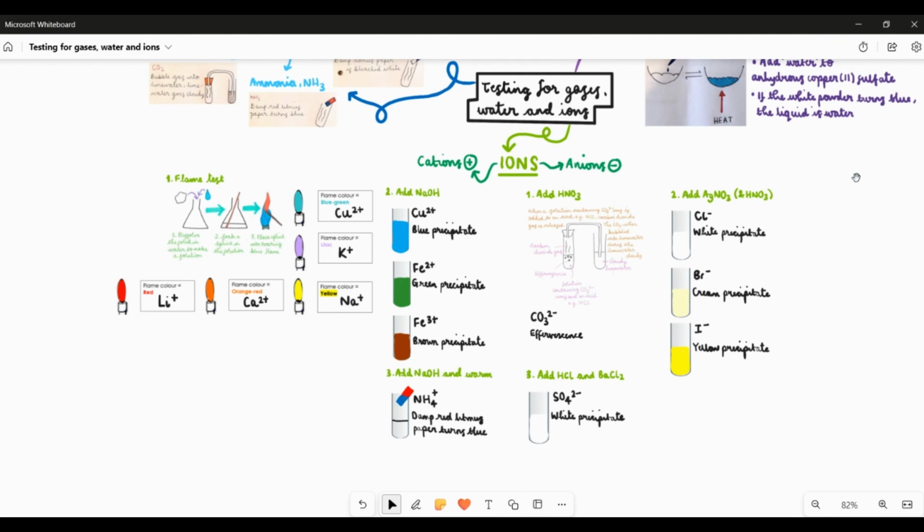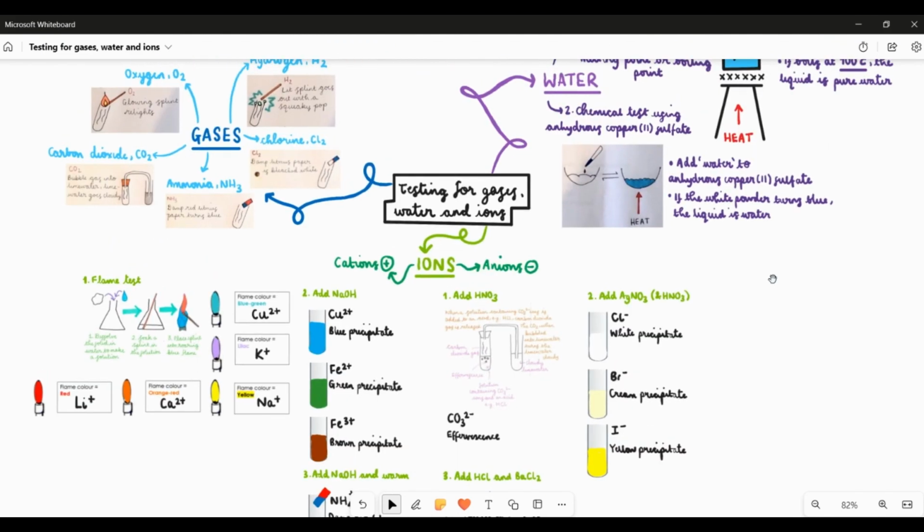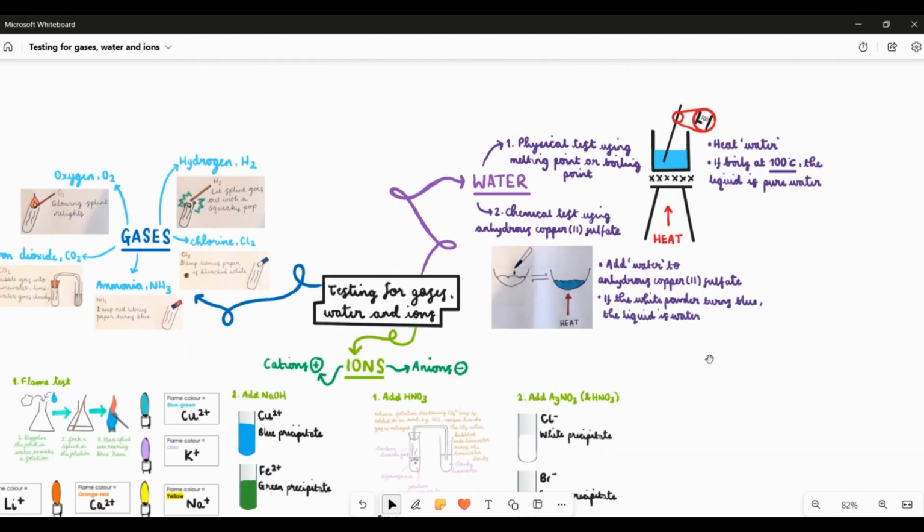You could do the same thing for water. You could have physical test on the front of one and chemical test on the front of the other, and then you could explain how the test works on the back. And again, they could still be used both ways.